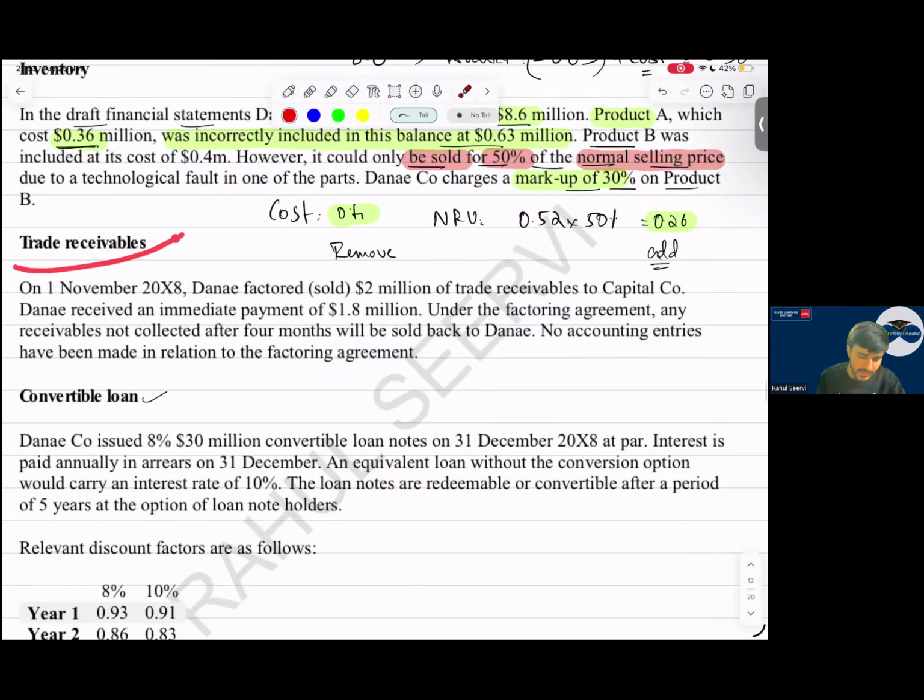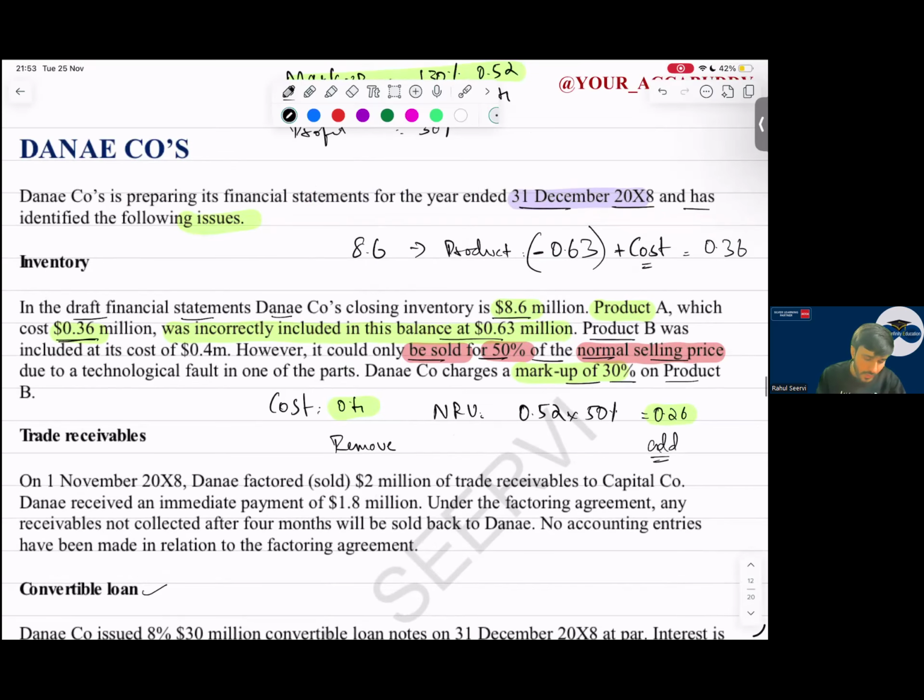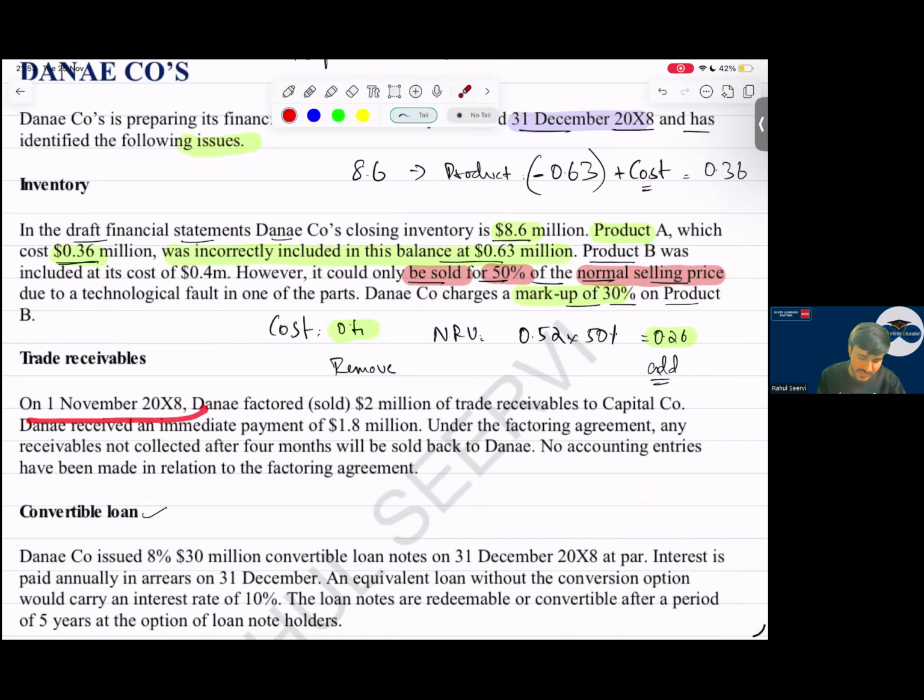Trade receivable. In trade receivable, what they mentioned, year end was what? 31st December. On 1st November 2008, D factored. Okay, it is regarding factoring, sir. So in factoring, what we have learned, two things: without recourse, with recourse. Without recourse means risk and rewards are transferred. If risk and rewards are transferred, we will recognize this as a sale.